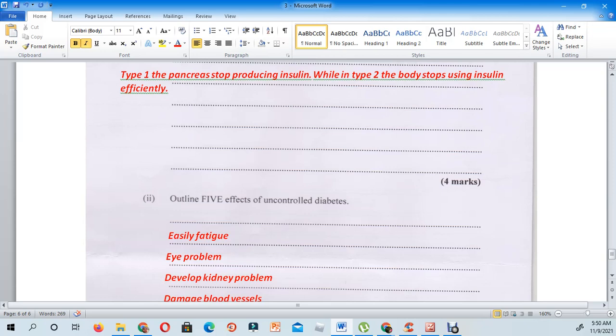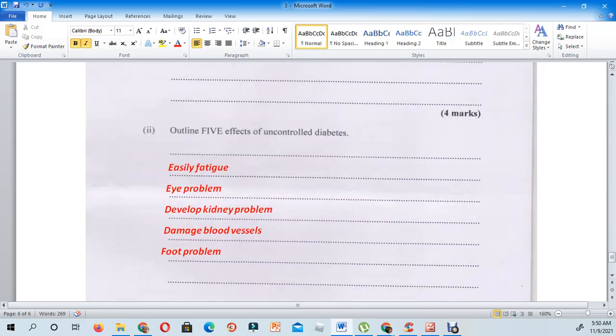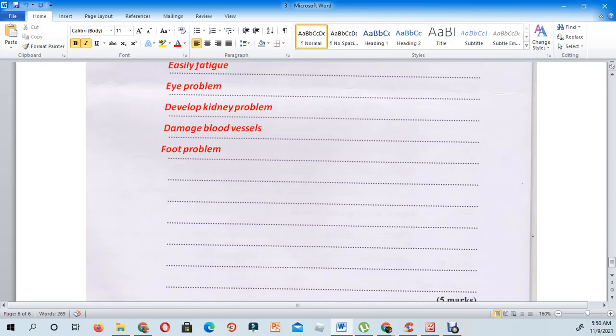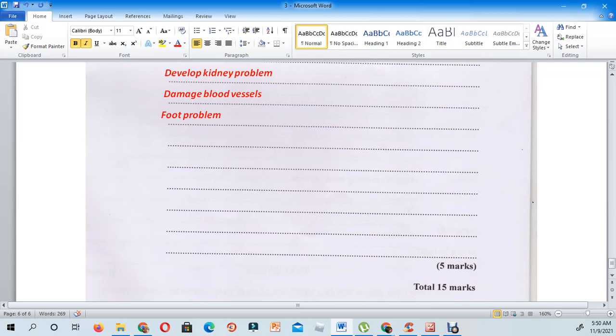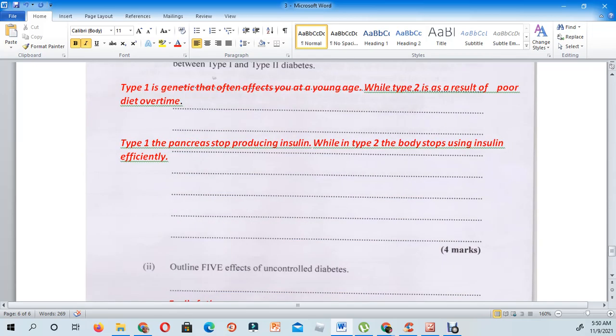Moving down to the next question, outline 5 effects of uncontrolled diabetes. So we have, you will get easily fatigued, you can develop eye diseases or different eye problems, you can develop kidney problems, it can damage your blood vessels, that of course is the circulatory system, and you can develop foot problems. Right, so having anything close to those answers, then of course you will get your 15 marks from this question 5.